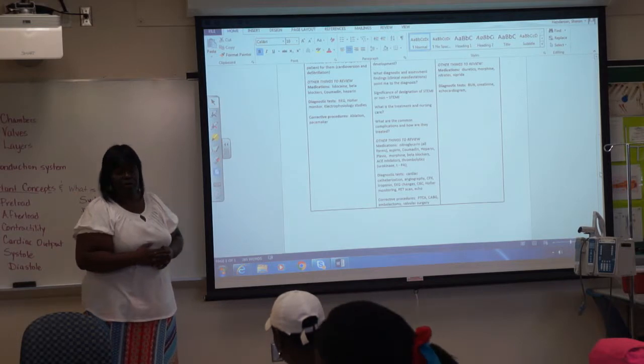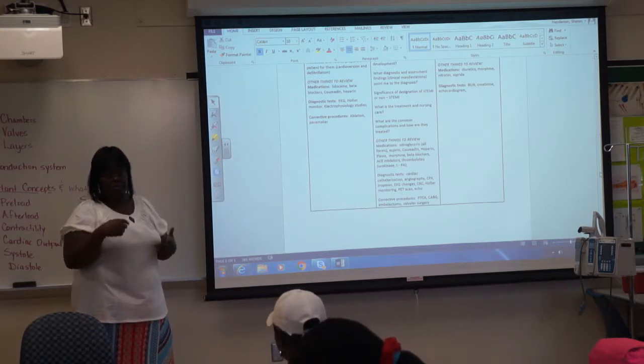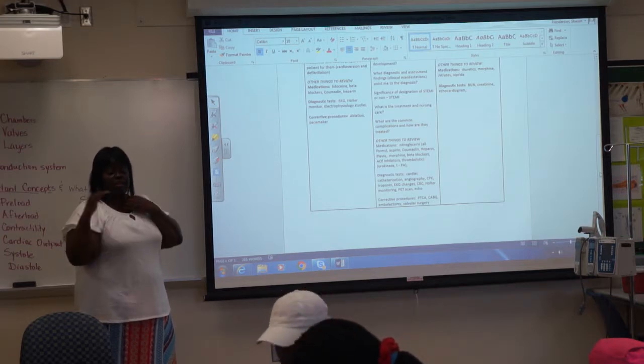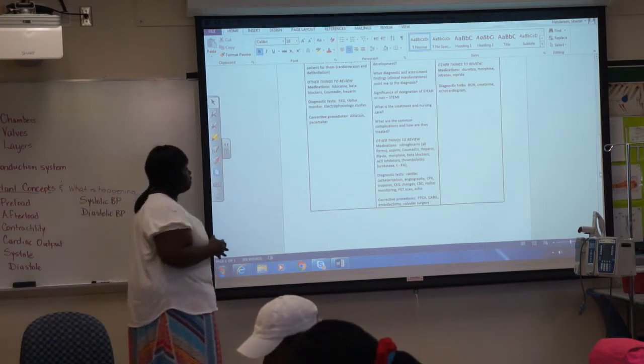And of course we can do echo. Echo can give you an ejection fraction on the patient without doing a cardiac cath. But the other thing it does is tell you where there's vegetation on the valves. So those are things that they use for that.